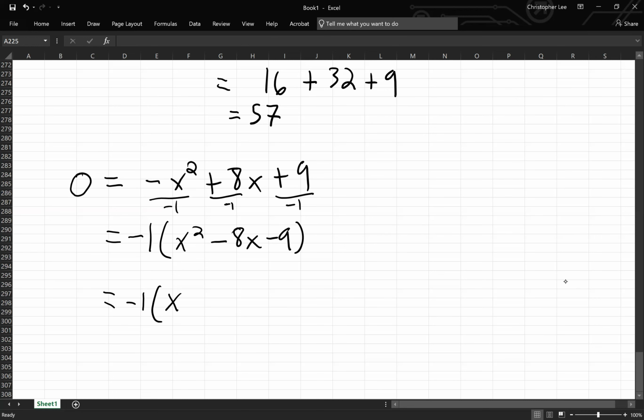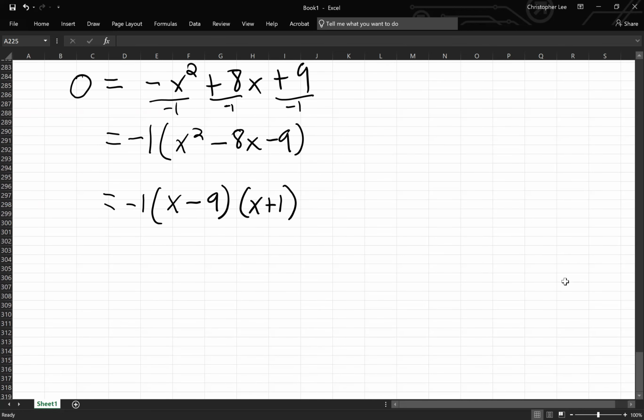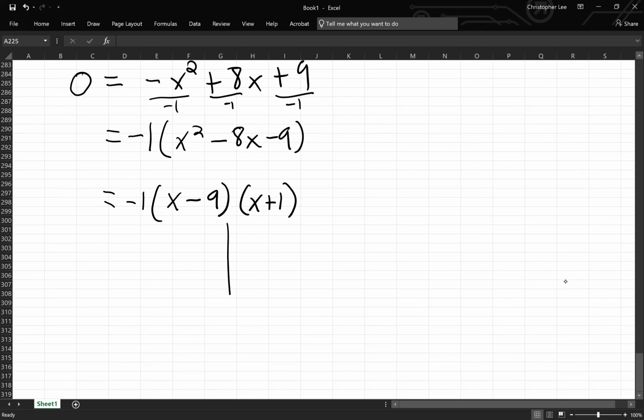So I have x minus 9, and I have an x plus 1. There we go. All right. Let's set both of these equal to 0. So I have x minus 9 equals 0, x plus 1 equals 0. Let's solve for x. Add 9, subtract 1. And I have x is equal to 9, and x over here is equal to negative 1.